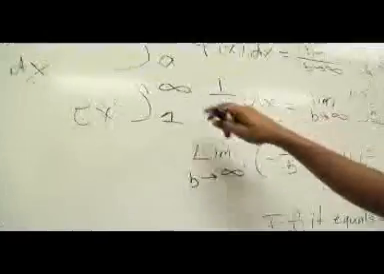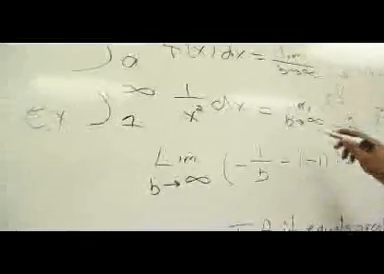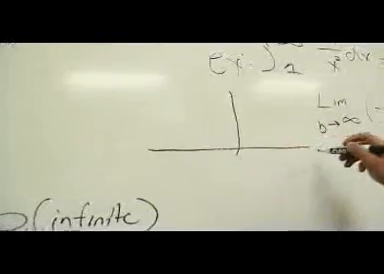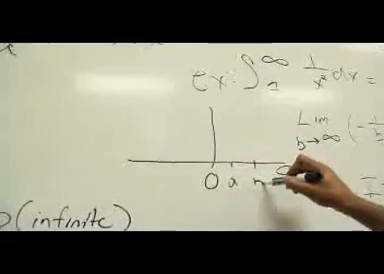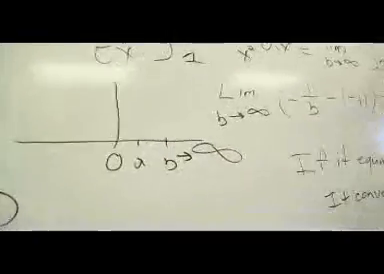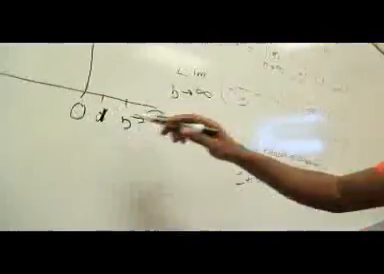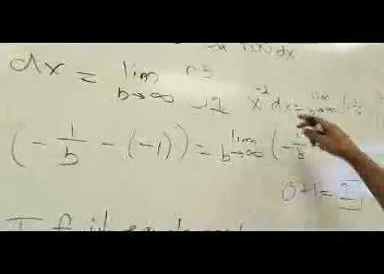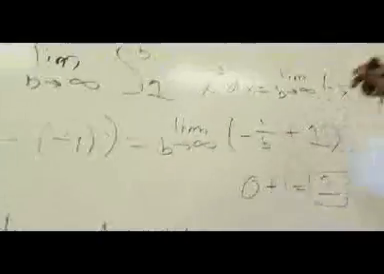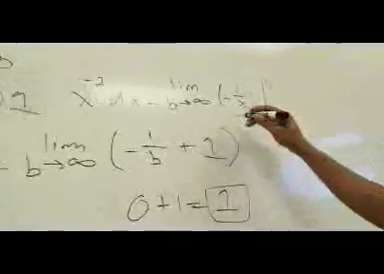Our limits are 1 to infinity, 1 over x squared dx. Okay, so now we will write our limit as b approaches infinity, as we wrote it earlier, from number 1 to b. Now we have to do the antiderivative of this, so we'll bring this to the top, to the numerator. That'll be x to the -2 dx, and it equals the limit as b approaches infinity.